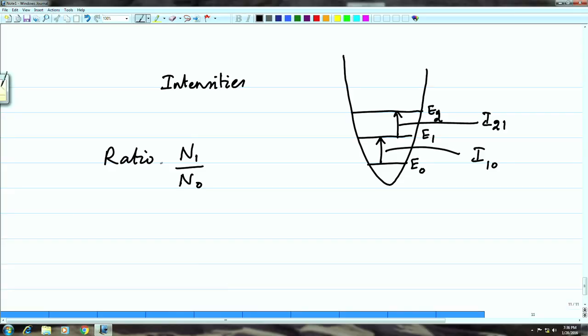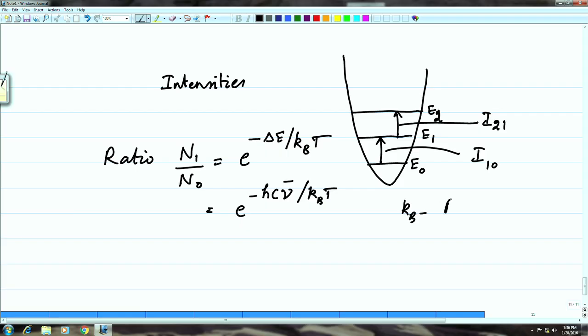This ratio, in the case of a simple diatomic molecule, is given by the very elementary quantity known as the Maxwell-Boltzmann distribution. So, you have e to the minus delta E by kBT, and the delta E is of course h c nu bar at the temperature T, and kB is the Boltzmann constant.